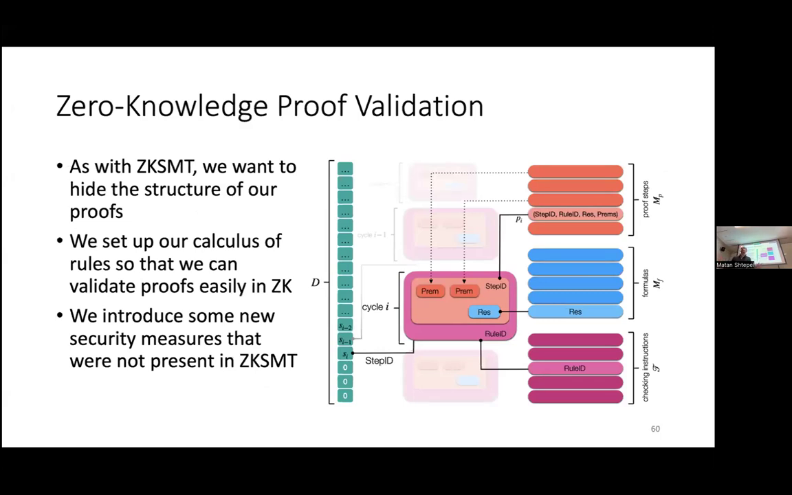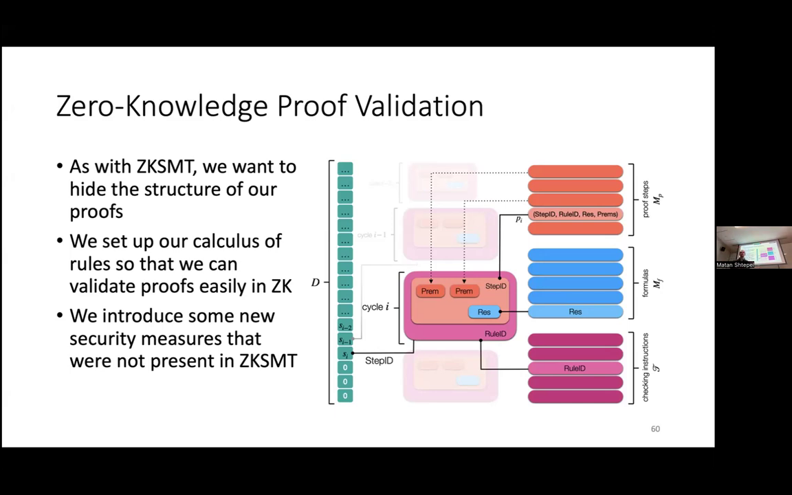Now, we also want to validate these proofs in zero knowledge like we had for ZKSMT. And we want to hide the structure of our proofs, and some of the same techniques that we used for ZKSMT carry over to CRAPE as well. For instance, we set up our calculus of proof rules so that every individual step can be validated easily in ZK. They require only constant or linear time to check, and the operations that we need to perform for rule validating are just simple pattern matching or multi-set operations.